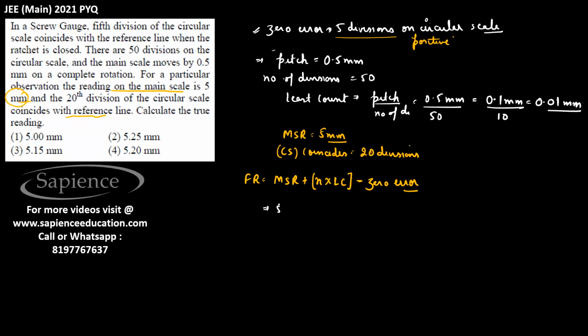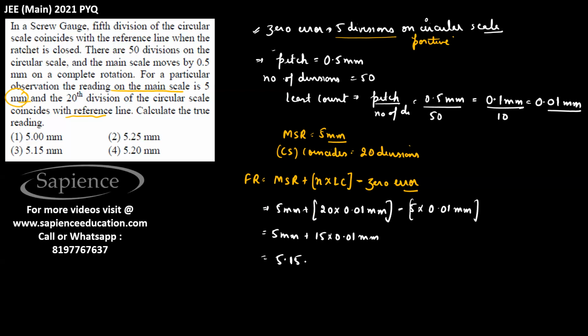MSR is 5 mm plus the number of divisions coinciding, 20, into the least count we have already calculated, 0.01 mm, minus the zero error, 5 into 0.01 mm, because the zero error is given in divisions and you have to convert it into linear distance. So 5 mm plus 20 minus 5, which is 15, into 0.01 mm, gives 5.15 mm. This is the final reading and the answer for this question.